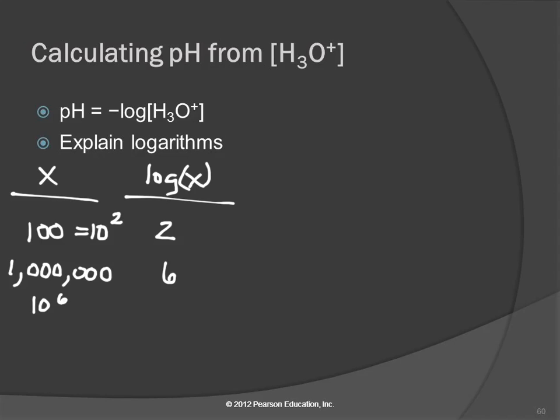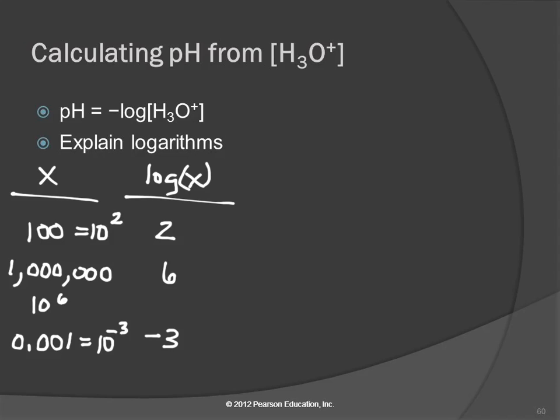If we have a small number, like 0.001, the log of that's going to be -3. Because this is the same as 10 raised to the -3rd. Everybody with me? So when we're dealing with multiples of 10, logarithms are pretty easy to understand.